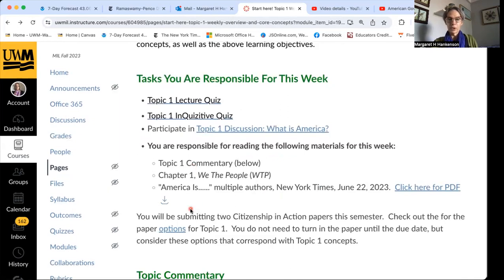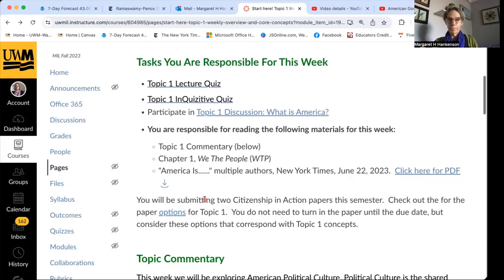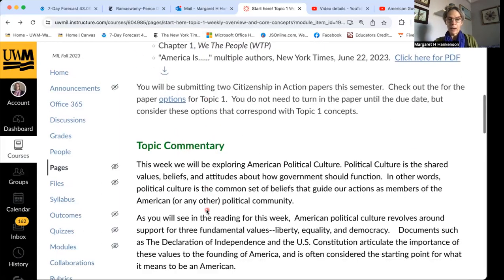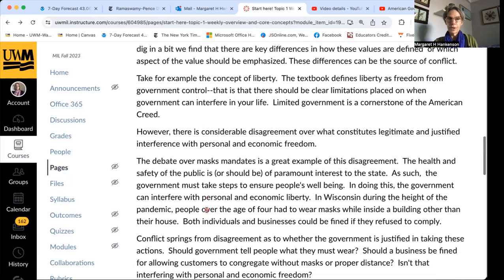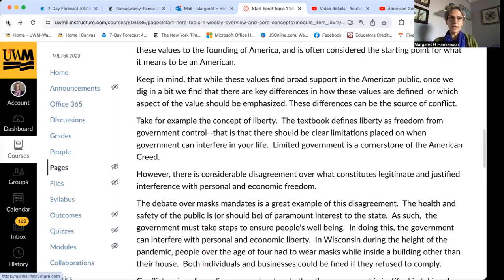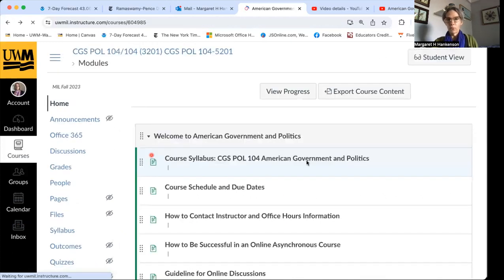Topic 1 commentary, which is below. Chapter 1 of We the People. And then there's a PDF of this thing called America Is, a series of essays that you're going to be reading that will help you with the discussion. And then there's some commentary that you'll read. So every week starts like that. Every week starts with an overview of what you're going to be doing.